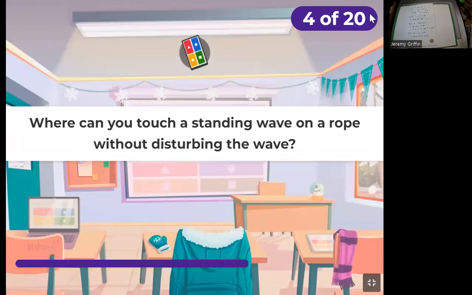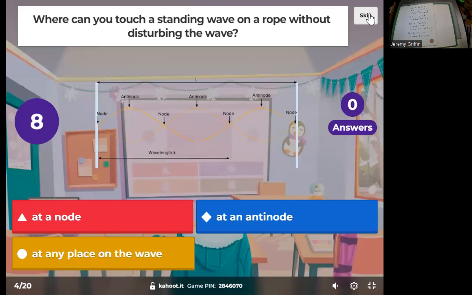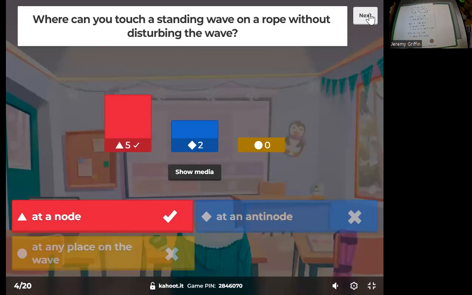Where can you touch a standing wave on a rope? Talking about a transverse wave, standing wave, without disturbing the wave. At a node, right. You guys got that. You guys see this poster right here? I think the red apples are the nodes. Right, you guys see this? And that's only true for a standing wave, right? Transverse wave, standing wave.